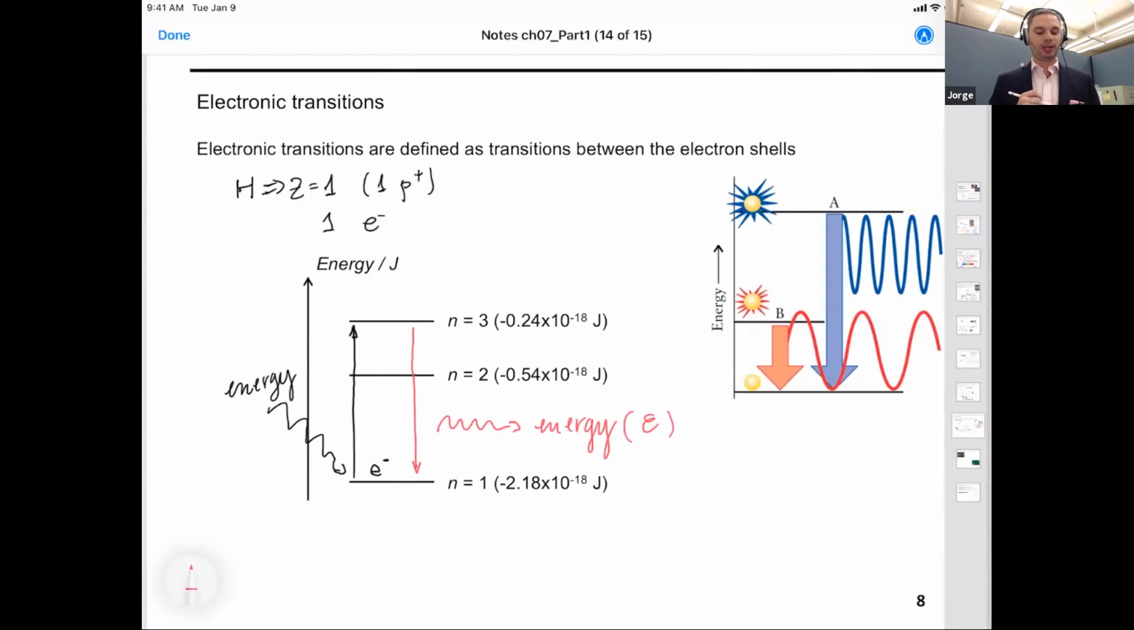Okay. So we can promote an electron to an excited state, providing energy to the electron. Once the electron is in the excited state, it will return to the ground state and on the way back releases energy. Here, depending on where the electron is coming from, the delta in energy is going to be different.